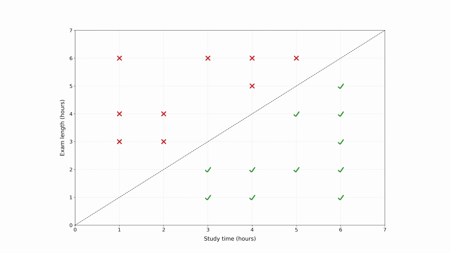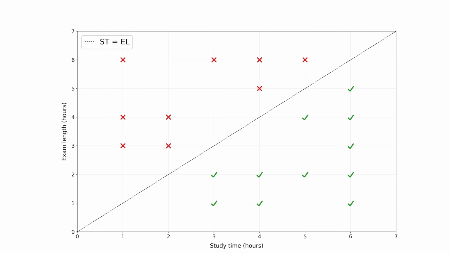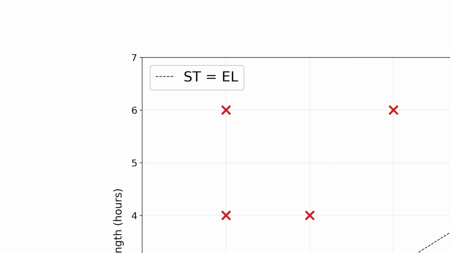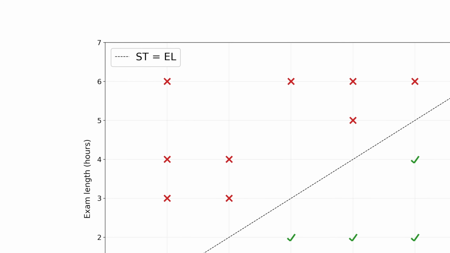If we look at all students who studied 3 hours, since they each had different exam lengths, 3 hours was only enough study time for some of them. I like to think of this line as the bare minimum amount of work required to pass. The bare minimum depends on both study time and exam length. Since students seem to have to study at least as much as the exam is long in order to pass, maybe the bare minimum is when study time exactly matches the exam length.